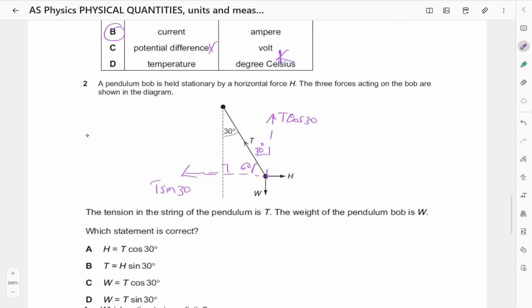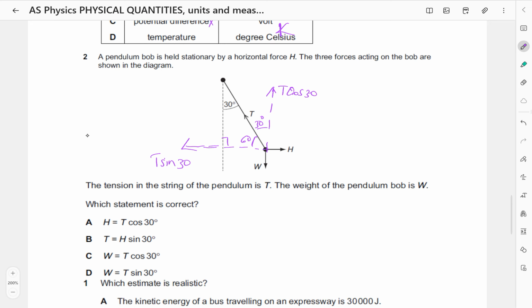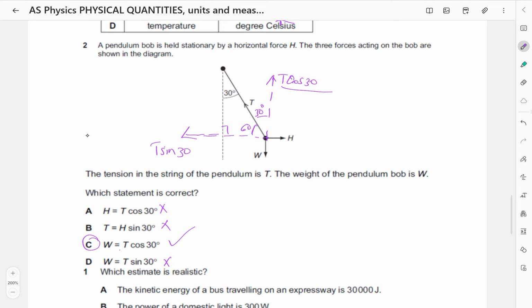So the question is, which statement is correct? H is equal to T cos 30. This is not true. H is T sine 30. T is equal to H sine 30. So this is also not true. W is equal to T cos 30. We have seen T cos 30 upwards is equal to W, so this is correct. W is T sine 30. This is wrong, so our answer is going to be C.